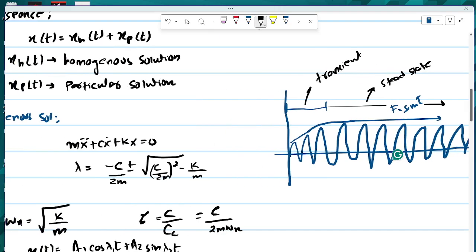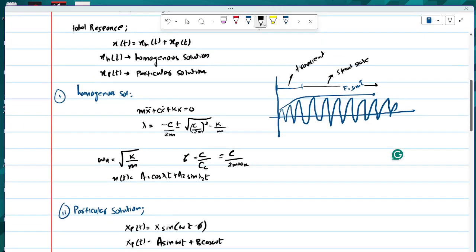So the homogeneous solution gives information about the transient solution, while the particular solution tells us about the steady state solution. So when you combine both of them together, it tells the whole solution or whole response of a system in the transient domain as well as in the steady state domain.